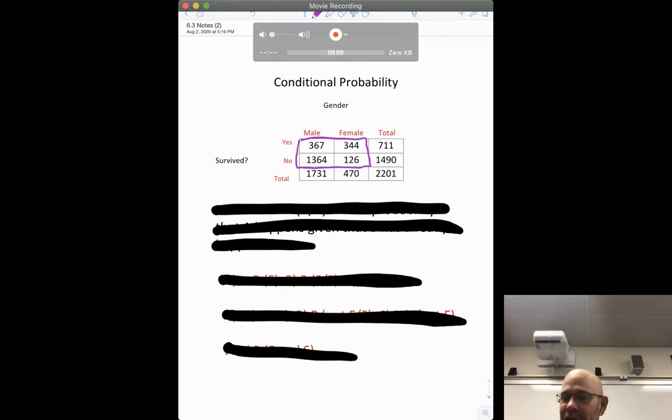What you see here on the top is the gender. So there were 1,731 males, 470 females on the ship. And then the other piece of data is whether or not they survived, right?